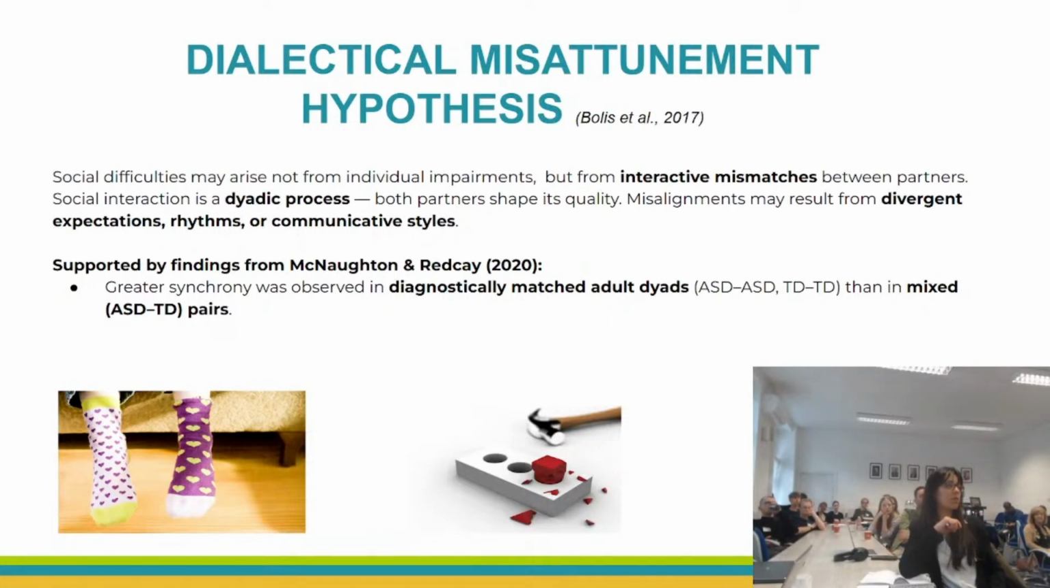And this hypothesis is not just theoretical. It's supported by studies which show higher synchrony in diagnostically matched pairs, like two autistic partners, than in mixed pairs with one autistic and one typically developing partner. So that suggests relational compatibility, not diagnostic status alone or the ability of the individual. So the compatibility may be key to successful coordination.